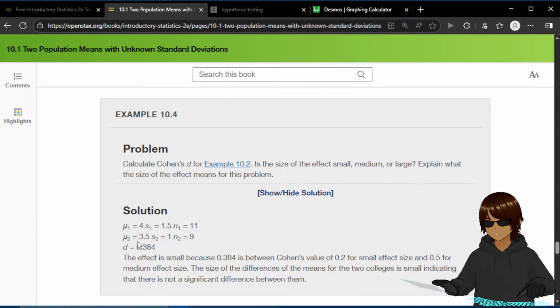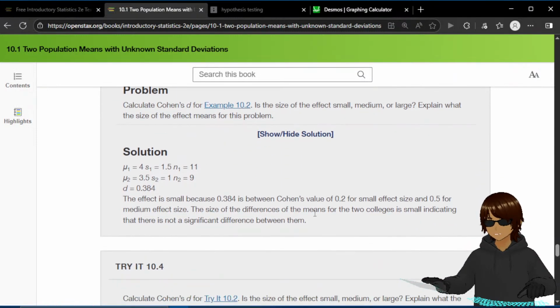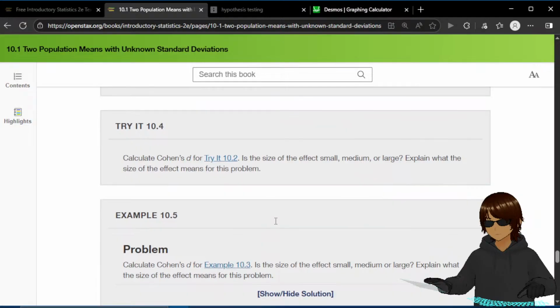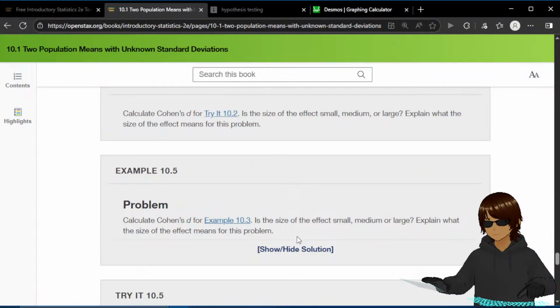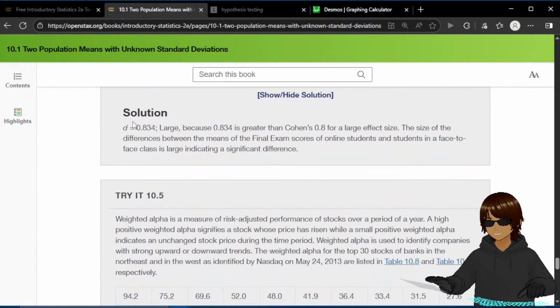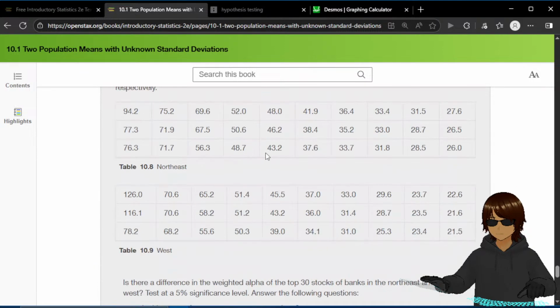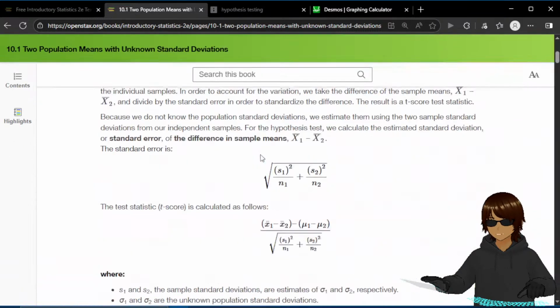For 1.5, 11, 3.519, 0.384. The effect is small because 0.384 is between Cohen's value of 0.2 for small and 0.5 for medium. The size of the differences of the mean for the two colleges is small, indicating that there is not a significant difference between them. Example 10.3, 0.834. The size of the differences between the means of the final exam scores of online students and a face-to-face class is large, indicating a significant difference. Yeah, I need more practice with this.